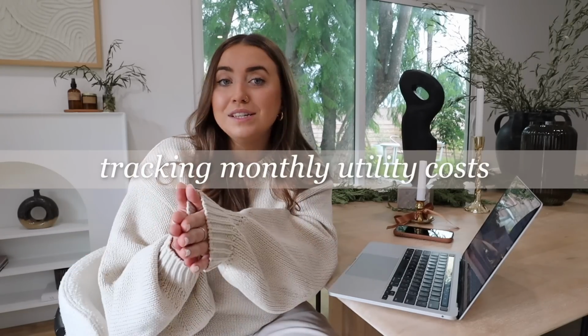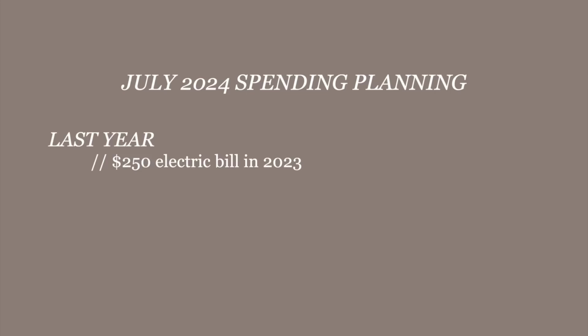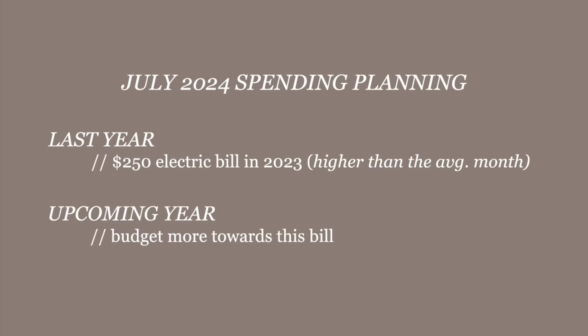As well as, I think tracking your utilities is a really great financial idea, especially year to year. For example, let's say it's July. I can look back at the year before at how much I spent on my power bill in July, given that I'm running the AC all the time. That's going to be higher than the average month. So I can plan ahead that I need to allocate more money towards that utility bill, which is going to leave less money in my discretionary spending for that month, if that makes sense.